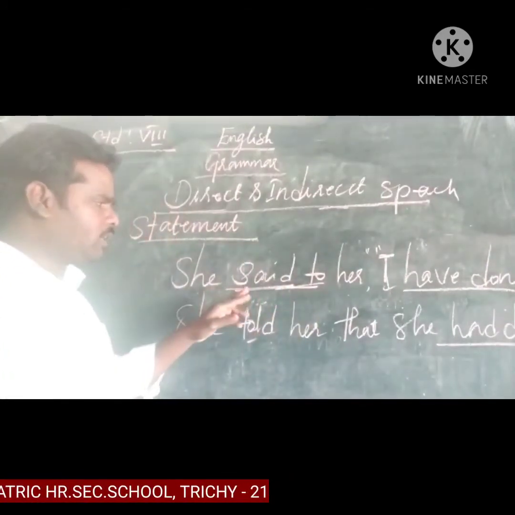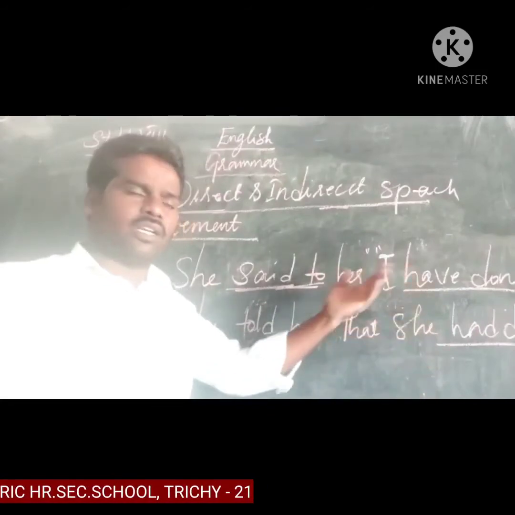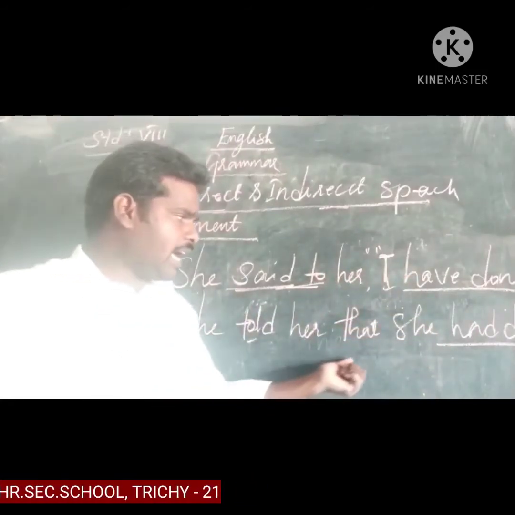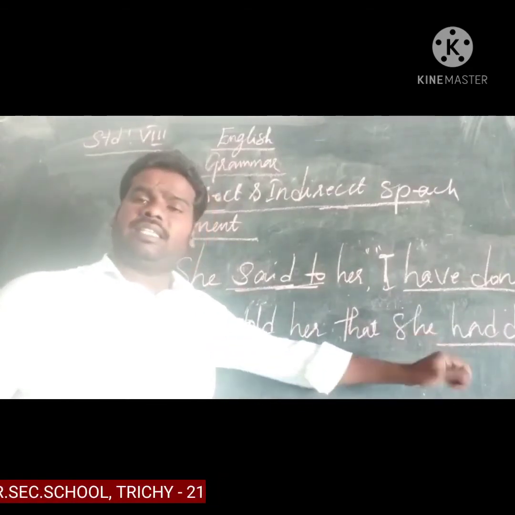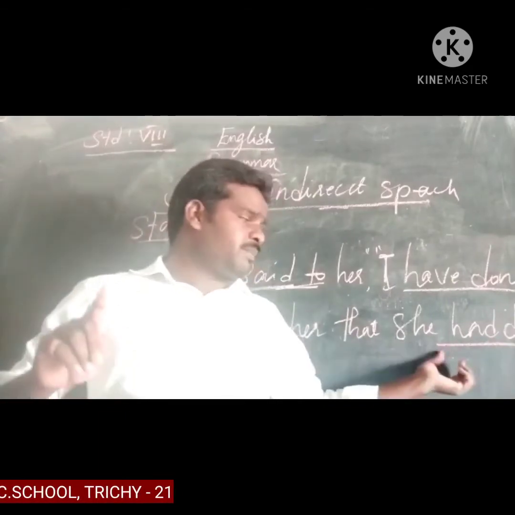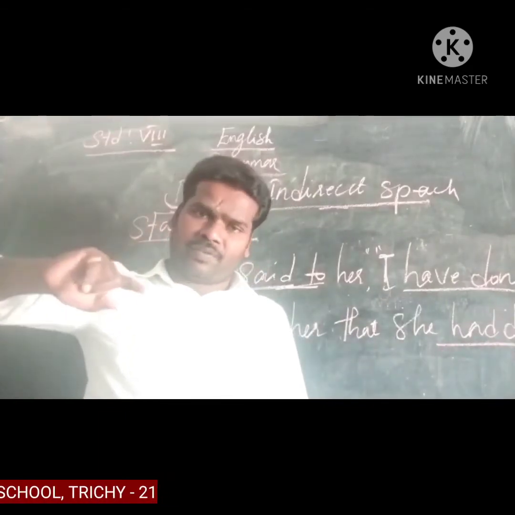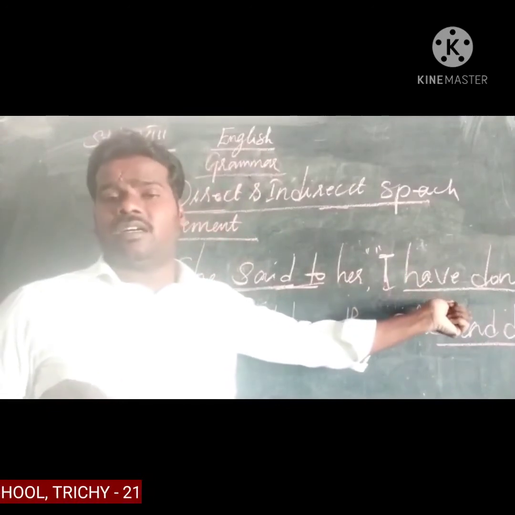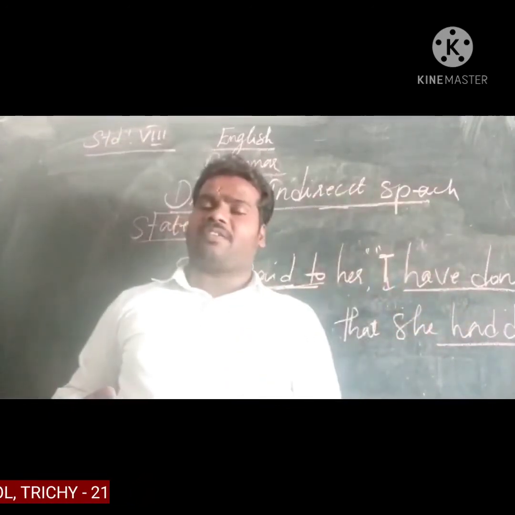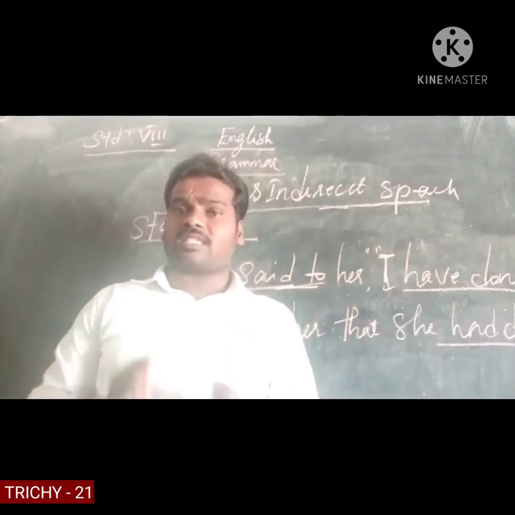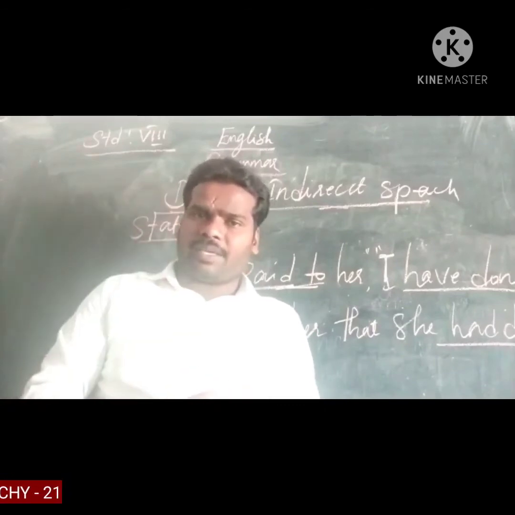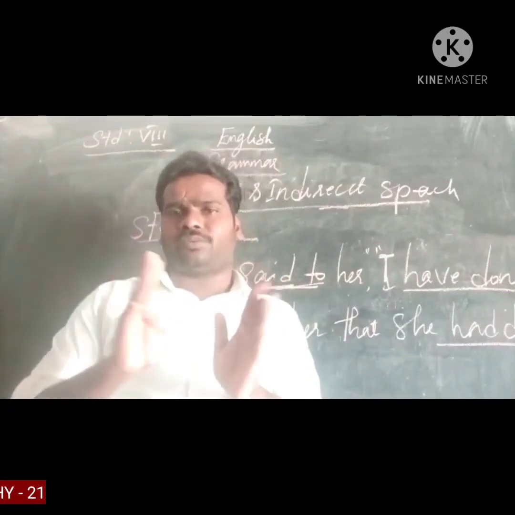Okay. So from direct to indirect, from indirect to direct also we can change. How will you change from indirect to direct? She told her that she had done her work. She had done her work. So we learned past perfect, simple past and present perfect also. So here we can use simple past also: I did my work. Otherwise, I have done my work. Because what is the rule? Present perfect and simple past for indirect speech, past perfect only.